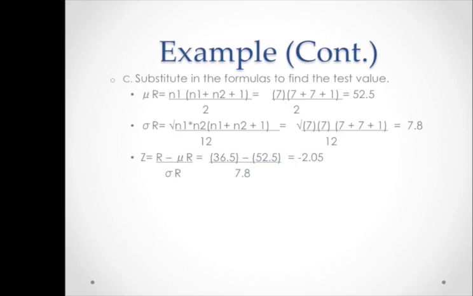Let's continue computing the test value. We have to know R before we can get into this next step. We're going to substitute the numbers into the formulas to find our test value. Please note that N1 represents men and N2 represents the number of women. All we have to do now is enter in our data and compute, and we will find that our test value is negative 2.05.